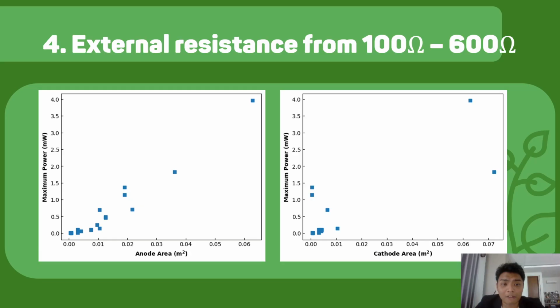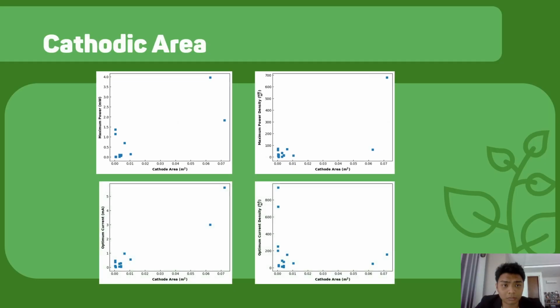And also, from the remaining points, the plot for anode area versus maximum power can be fitted in a linear function. But the cathode plot is still indiscernible. Now, as a matter of fact, the plots for cathode area versus other parameters are all not discernible. And so from here, we can say that the cathode area is not a good indicator of power generation.